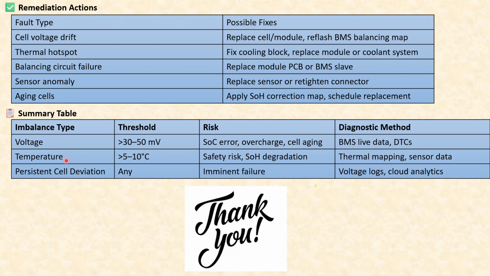Now talking about temperature, when it is greater than 5 to 10 degrees centigrade, the risk is safety risk and SOH degradation. The diagnostic method is thermal mapping and sensor data. For persistent cell deviation and imminent failure, the diagnostic method is voltage logs and cloud analytics. Okay, these are the diagnostic methods.